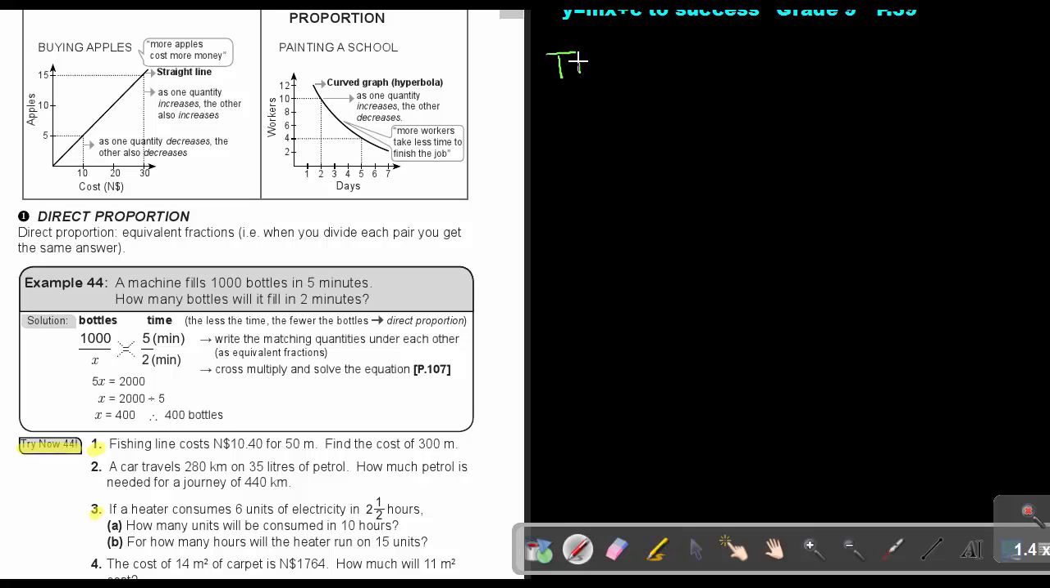Okay, let's start. It's Try now 44. Okay, fishing line costs this for this many meters. Okay, so what is the 2? I can say it's the cost. This is number 1. This is the cost and this is the meters, the length.